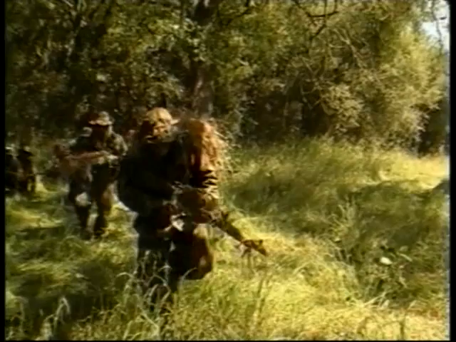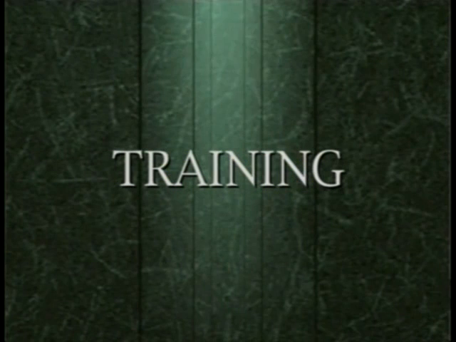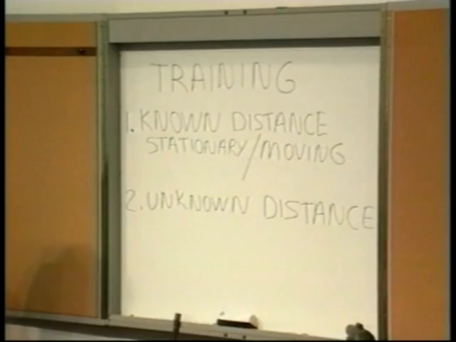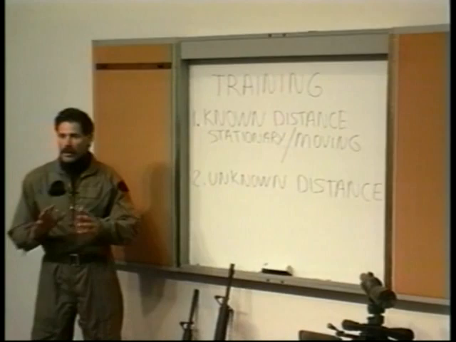We move into the subject of training. We're going to be working on known distances, stationary targets, and moving targets. And we will graduate or move up to unknown distances against stationary targets and also moving targets. Now, it's very important when we're dealing with a stationary target, we can go out to 0 to 1,000 yards. Our training will be designed so you should be able to hit a stationary target from 0 to 1,000 yards.